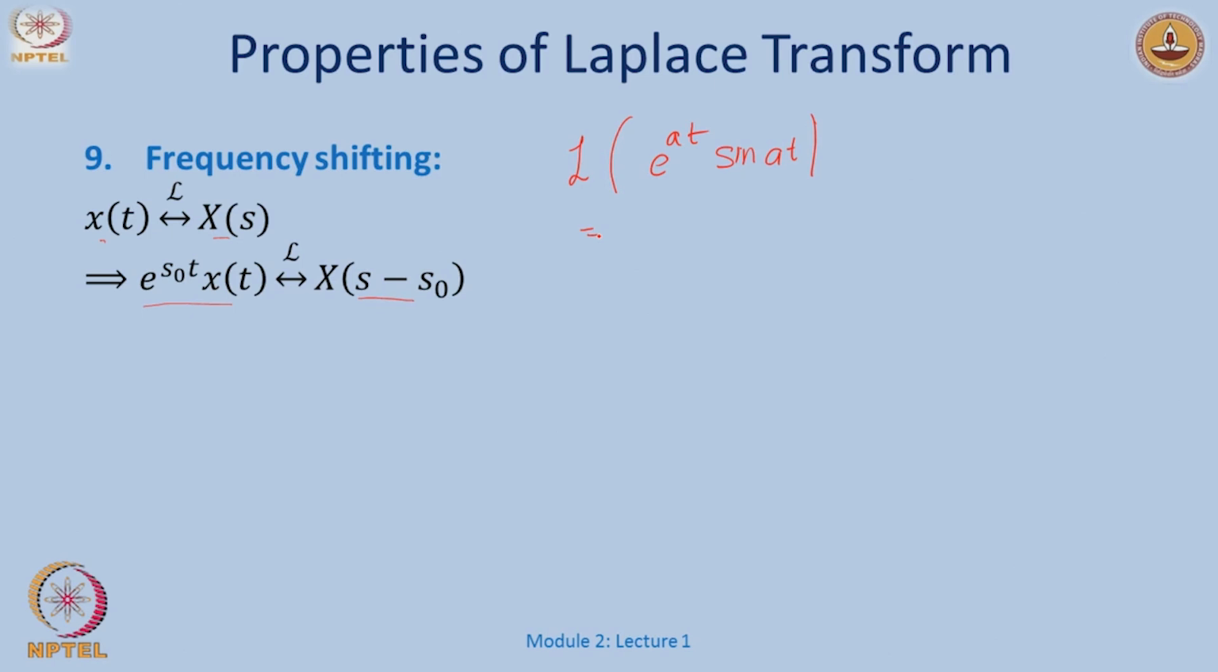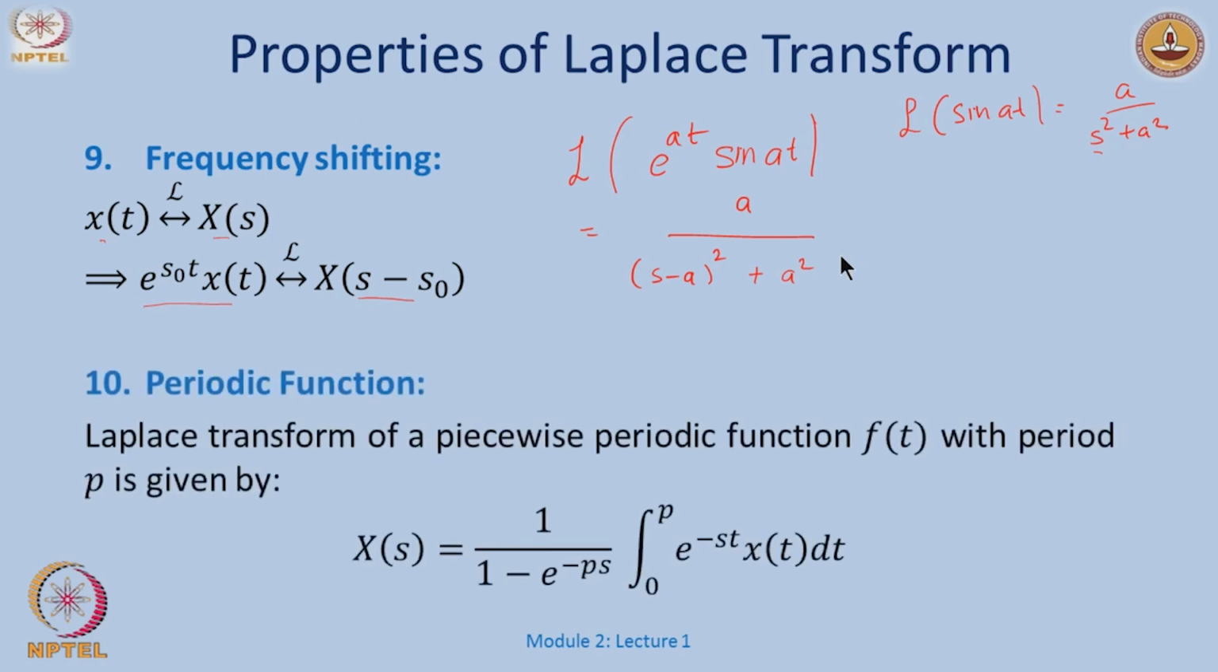okay, what is this? The Laplace transform of sine of a t is a over s square plus a square. Now, multiplying this by e power a t would just mean substituting s with s minus s 0. In this case, s 0 is a. Okay. So, this would just be a over s minus a whole square plus a square.